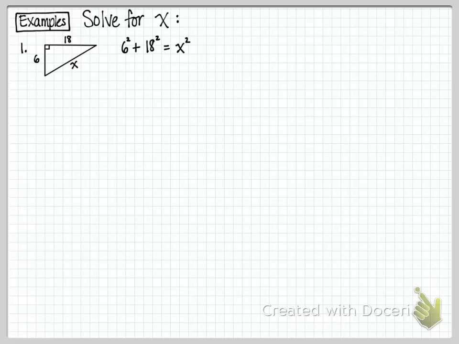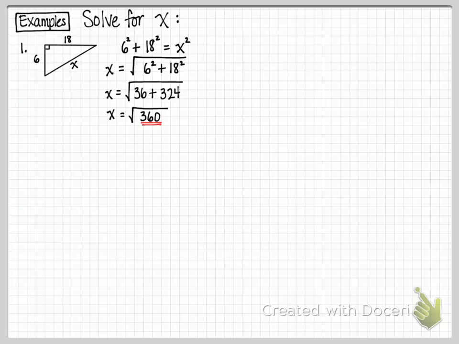So using the Pythagorean theorem, we've got the squares of the legs, so 6 squared plus 18 squared equals x squared. Now we want to solve for x, so we would just take the square root of both sides. And now we just need to simplify the radicand, the part that is underneath the radical symbol. And so we've got the square root of 36 plus 324. Adding those together, we get the square root of 360.